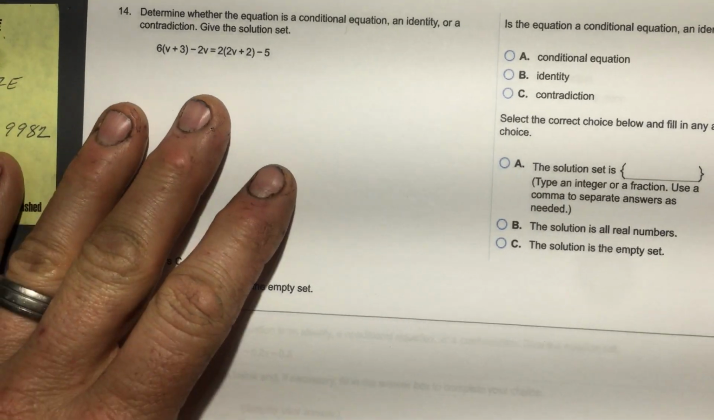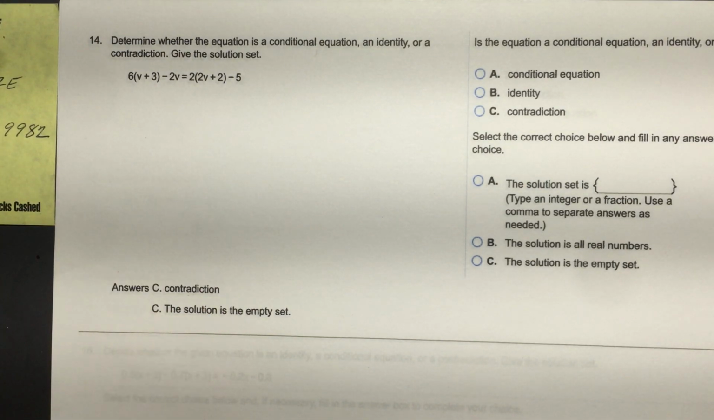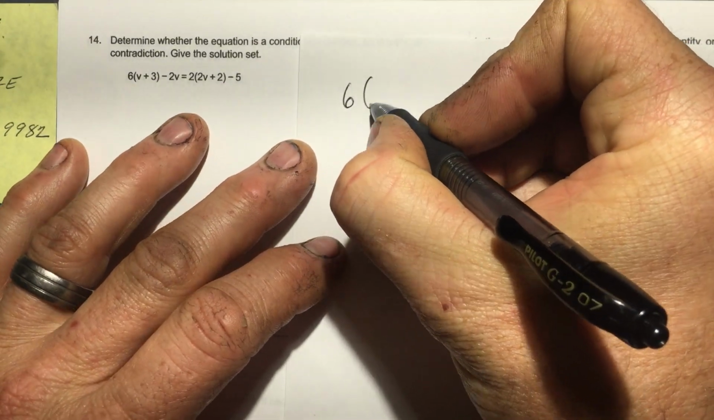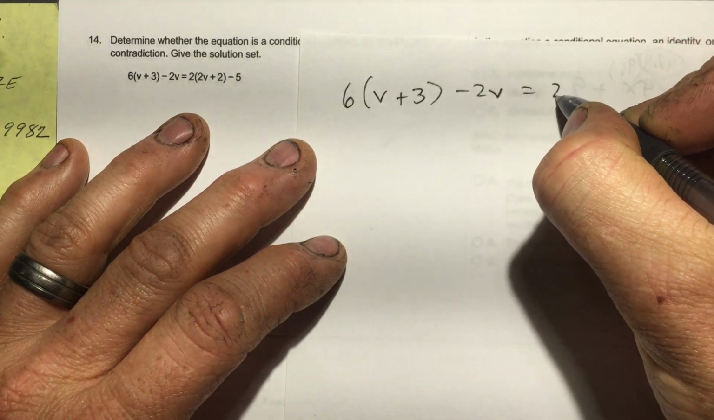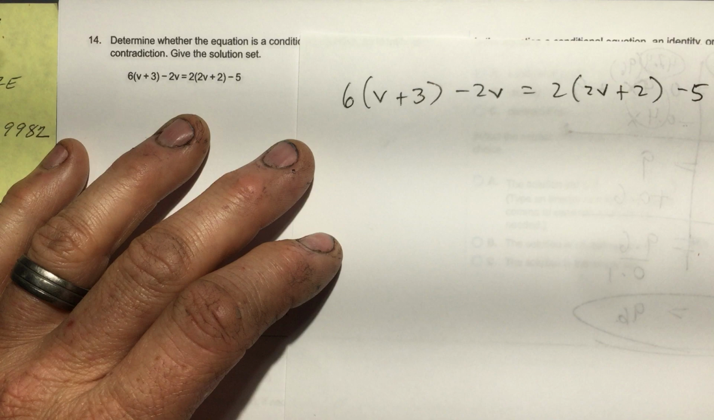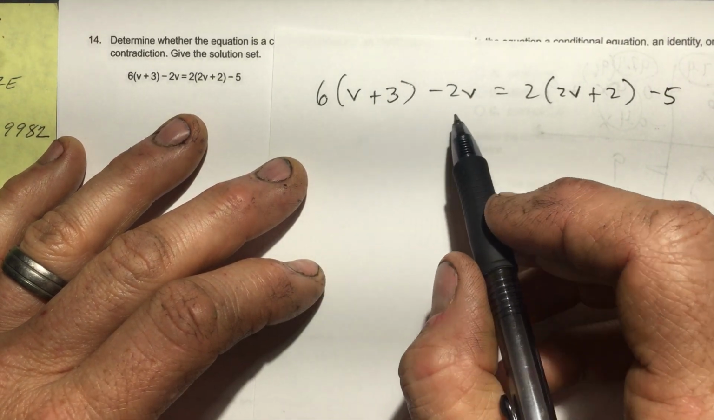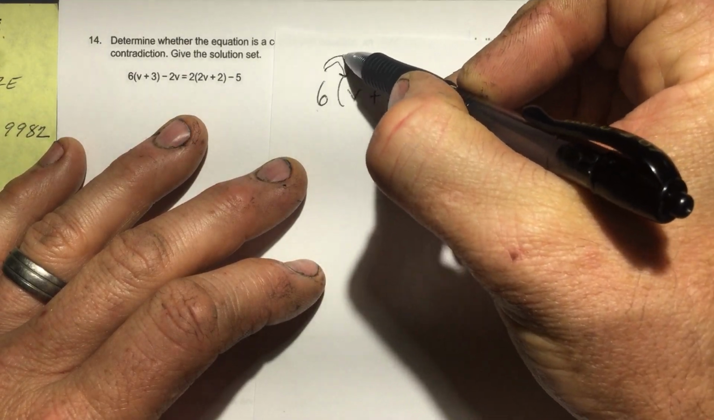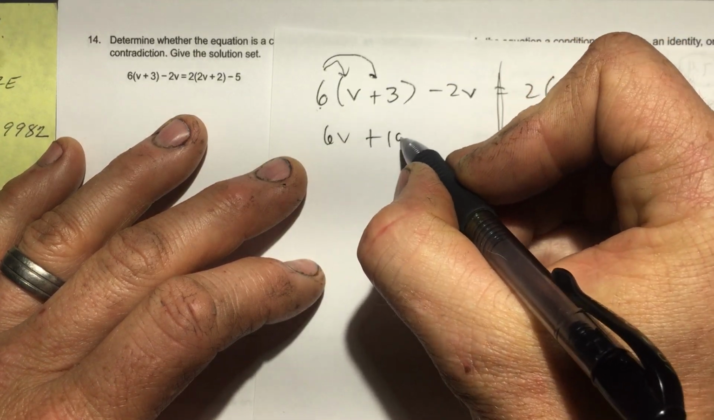Okay, right here, number 14, it's supposed to be a contradiction. All right, well, let's solve it out and see. So I've got 6v plus 3 minus 2v equals 2v plus 2 minus 5. So I distribute here. Here's my equals right there. I distribute right here, 6 times all this in here. So 6 times v is 6v. 6 times 3 would be 18.